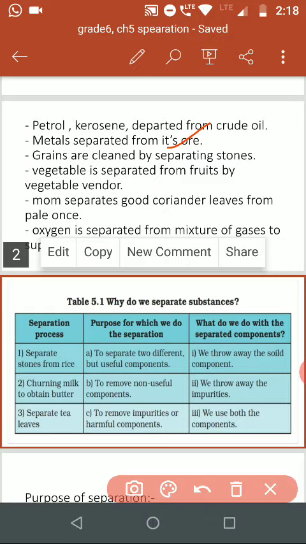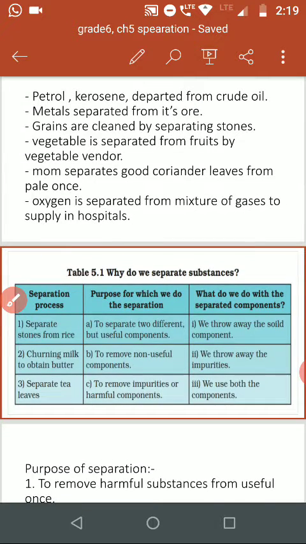Next, metal separated from its ore. You know, metals like iron and copper are there in the earth's crust and are buried inside the earth. From the sand, from the extra material, we have to separate a pure metal. So that also is a separation. Next, grains are cleaned by separating the stones. We remove the stones by our hands.